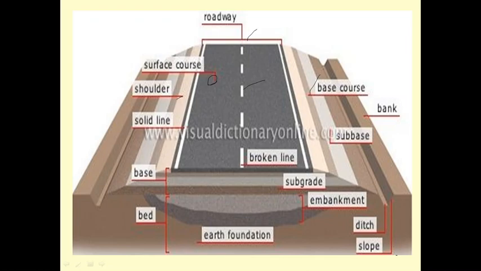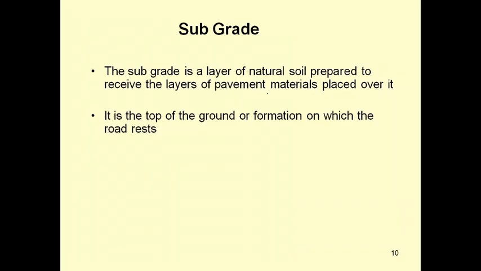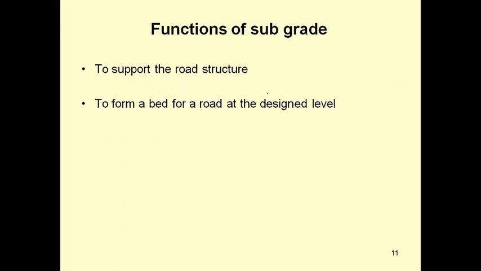Coming to the first part, the subgrade. The subgrade is a layer of natural soil prepared to receive the layers of pavement materials placed over it. It is the top of the ground or formation on which the road rests. It should have sufficient strength, as the loads on the pavement are ultimately received by the subgrade for dispersion to the earth mass. The functions of the subgrade are to support the road structure, to form a bed for the road at the design level, and to prevent groundwater from entering the road structure.